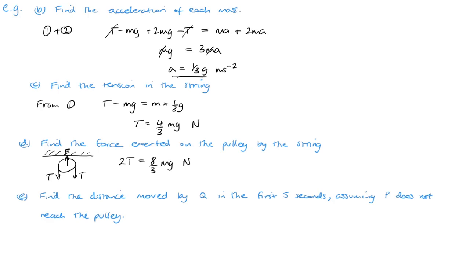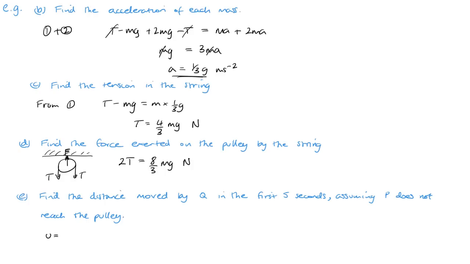Now part E is find the distance moved by Q in the first 5 seconds, assuming that P does not reach the pulley. That little bit at the end is always put in there because P and Q are attached to the same string, if one of them hits the pulley, then obviously it's going to stop moving. So that assumption is always there.